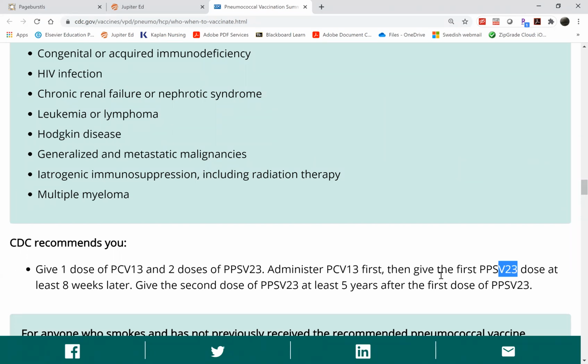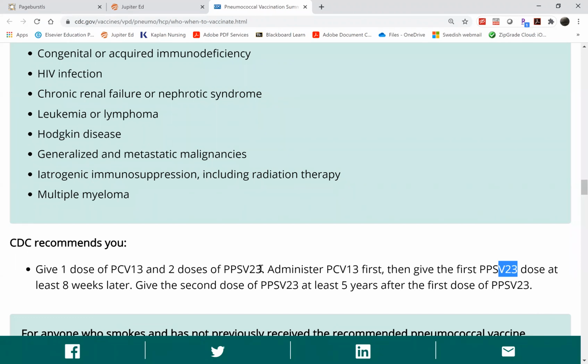So how many doses of 23 have I received now? 2, right? Because I got one 13 and 2 doses of 23. Now when I turn 65, do I still get a 23? Yes, and that would be my last one. So basically, you get one 13 in your lifetime, that's it, and then you can get up to 3 doses of 23.